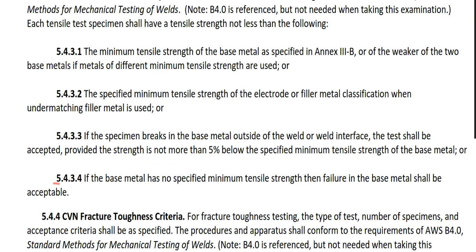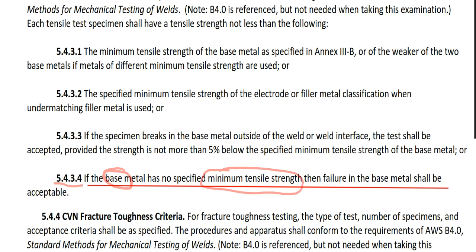Let's go to 5.4.3.4. If the base metal has no specified minimum tensile strength, then failure in the base metal shall be acceptable. Let's say the base metal is not listed in Annex 3B, or is an unlisted material, so we don't know the minimum tensile strength of the base metal. Then if the tensile test is applied to the unknown base metal, and the failure occurs in the base metal, then that test is acceptable.